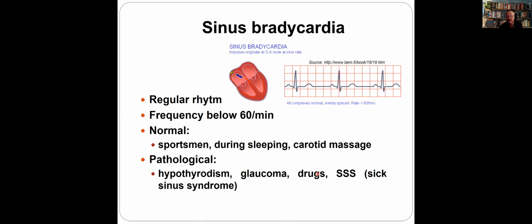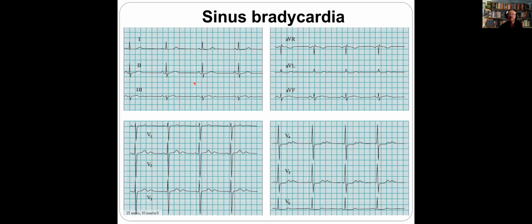Okay, sinus bradycardia, very similar to the tachycardia, except we do have less rate, but always we do have P, QRS rhythmically, and every QRS is preceded with a P wave, such as this one.